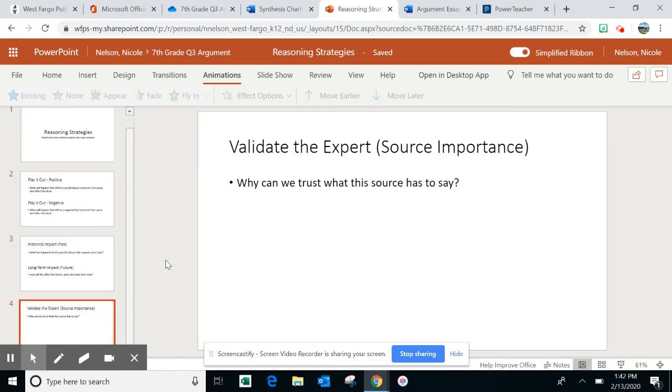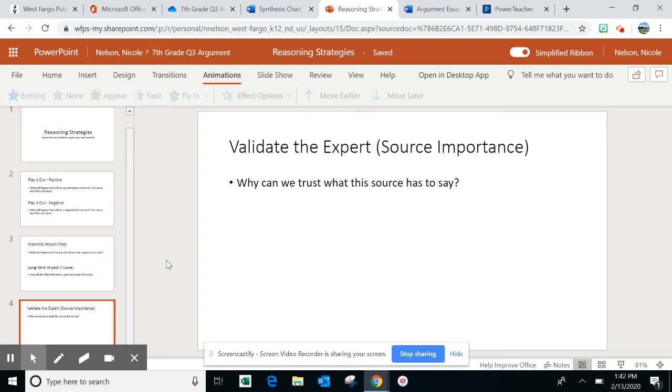And finally, the 5th one, which is honestly one that you could easily use if you were having trouble with the others, is to validate the expert or talk about the source's importance. So why can we trust what this source has to say? When we were watching the video about school start time, we knew we could trust what that woman said because she was a sleep researcher.